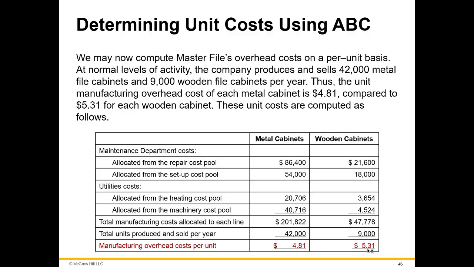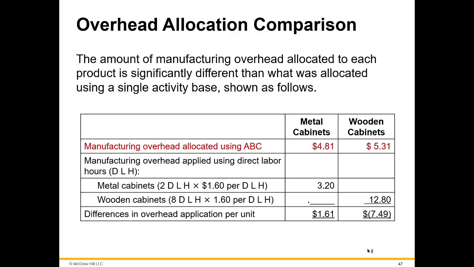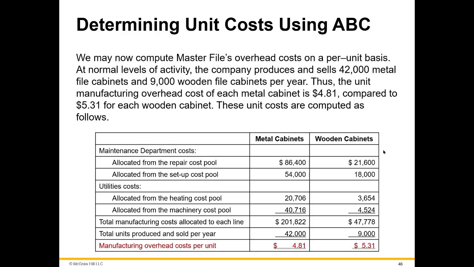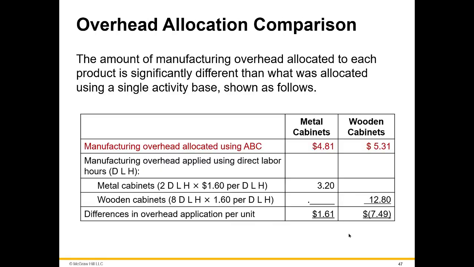So notice how different that is from what we did when we had a single base. For metal cabinets, hey, we think using activity based costing, our best estimate was 481. But if we just use only direct labor hours, it would be 320, a difference of $1.61. But notice how different this is for wooden. 531, okay, where's that 531? It comes from here. But when we started, we allocated based on 8 direct labor hours at $1.60, or $12.80. You can see that big difference.